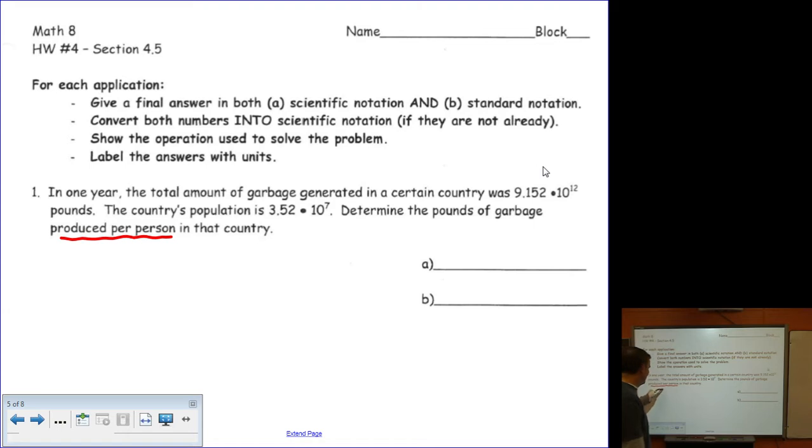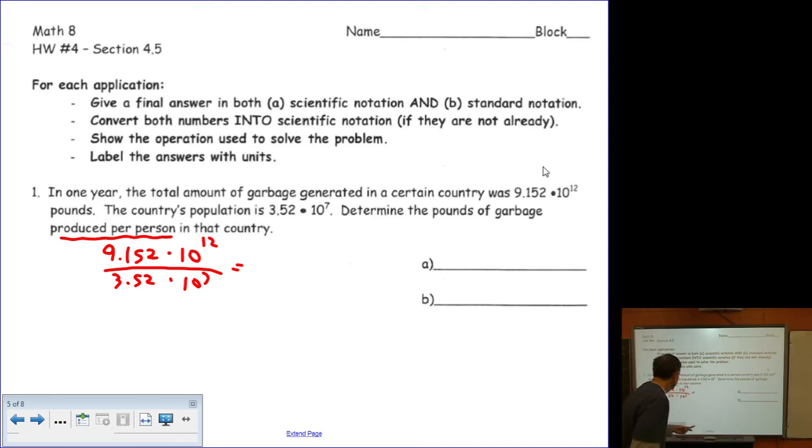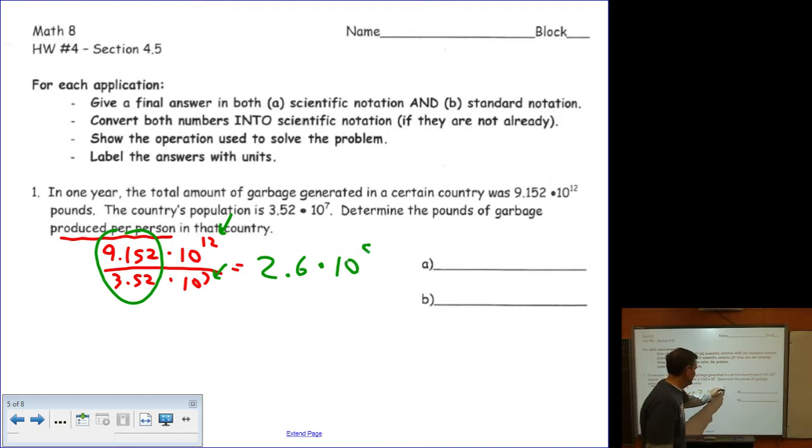So, I would have 9.152 times 10 to the 12th divided by 3.52 times 10 to the 7th. And when I divide those, you would divide this part. When you divide that part, you get 2.6. And you would subtract the exponents when you're dividing. So that would be 10 to the 5th. My final answer would be 2.6 times 10 to the 5th.